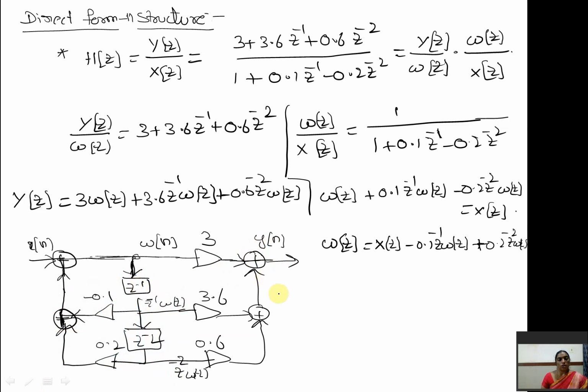So this is said to be direct form 2. Also, by observing this equation you can directly draw this structure. First place the delay unit in the middle. So here is a 1 unit, z power minus 1.